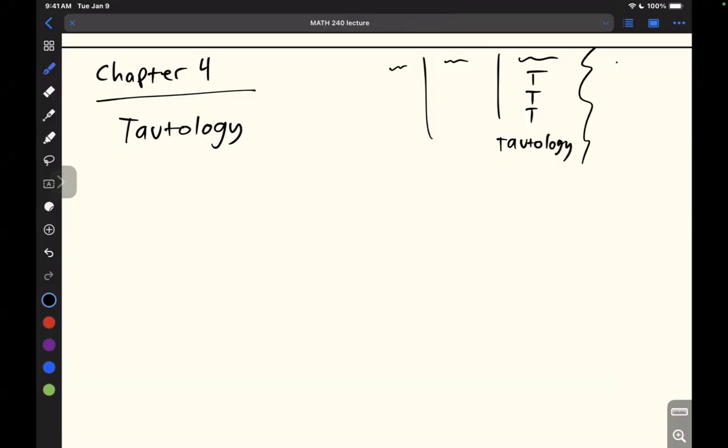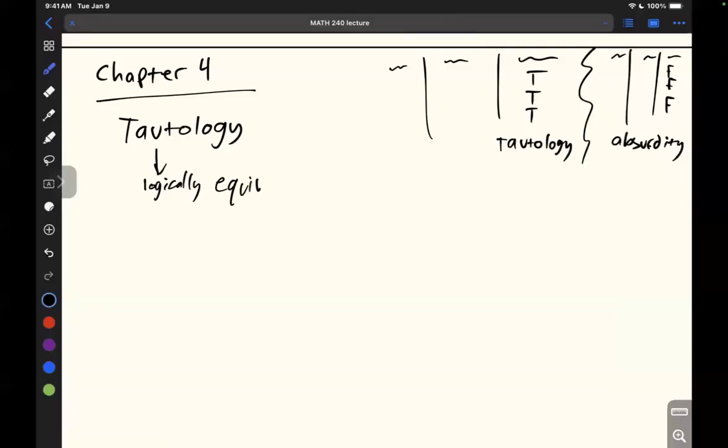But if we have something that's all false, then that's an absurdity, right? And so a tautology gives us something that we can say is logically equivalent. Which is useful when if we have something in one form and we know that it's logically equivalent to something in another form, that's kind of what will help us as we go forward and prove things.